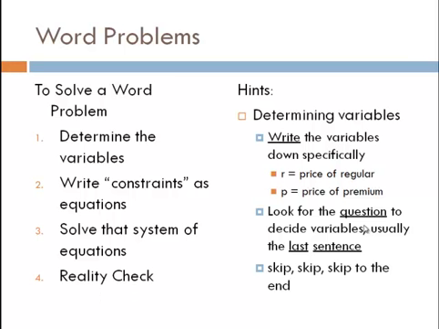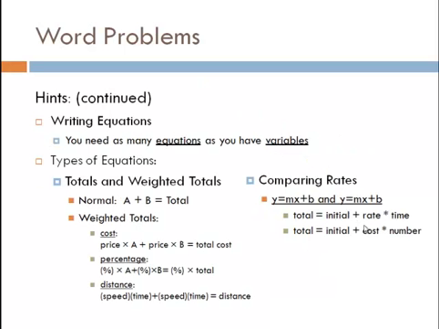And since that question is almost always the last sentence, I've taken the familiar tune "Skip, Skip, Skip to my Lou," and just changed it to say "skip, skip, skip to the end, skip, skip, skip to the end," and so on. That is, read the last sentence first, and then go back and look at the variables. That usually is helpful to have the variables in mind before you read through some of the details.